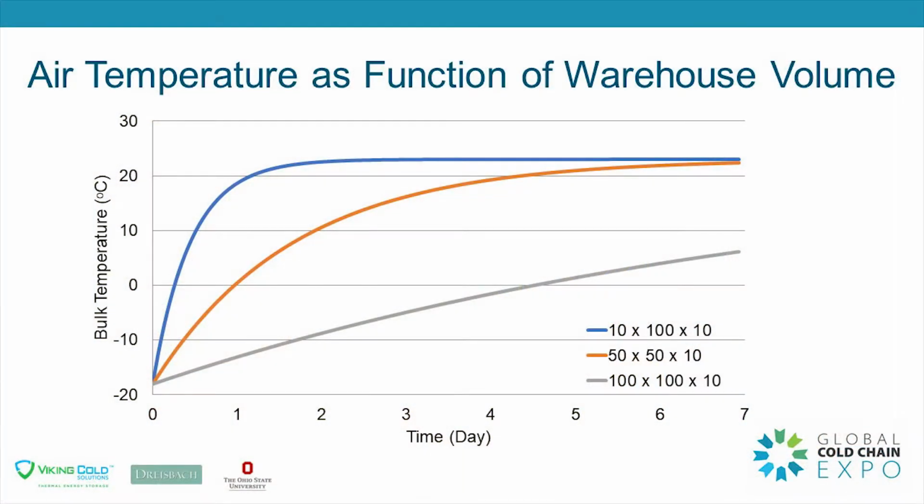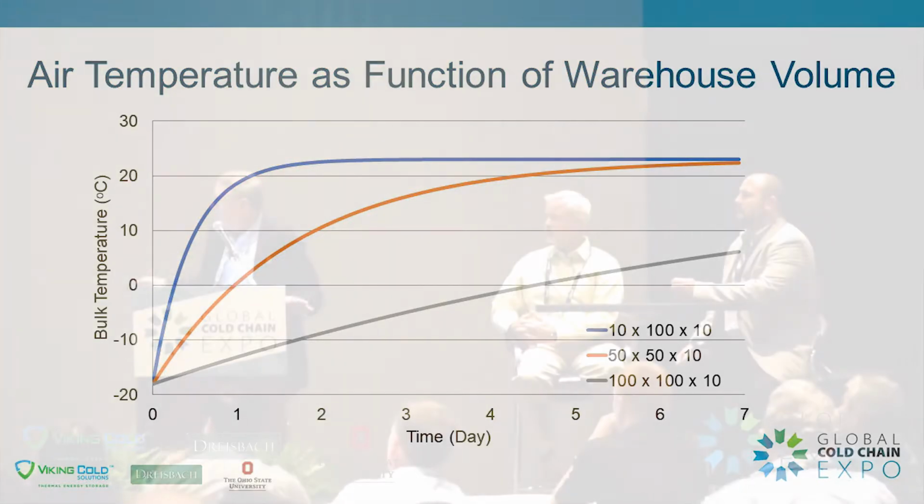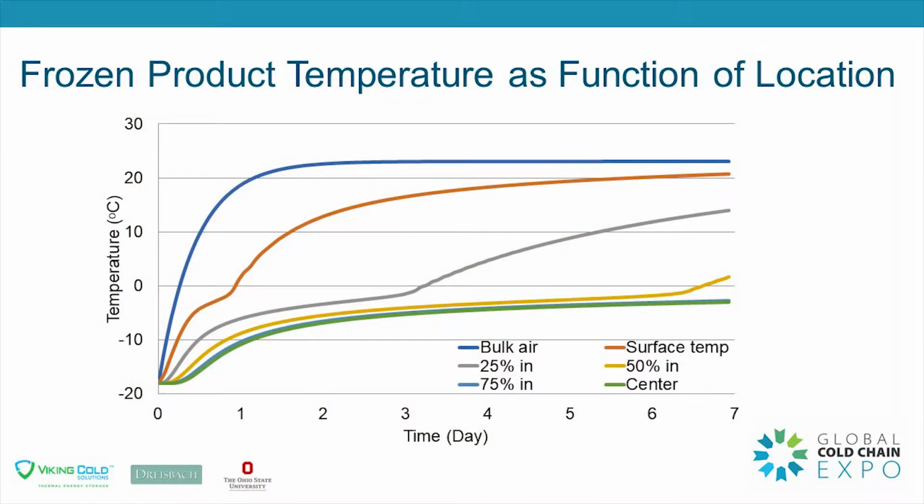This is a response of different size spaces to temperature change. So a large warehouse changes the air temperature much less rapidly than a small space. This is a study we've done, completed about a year and a half ago. Imagine what happens to an entire pallet of frozen food when it's exposed to an elevated temperature.